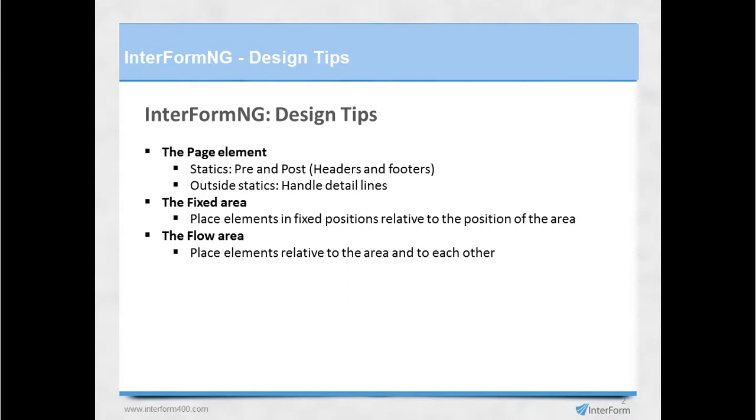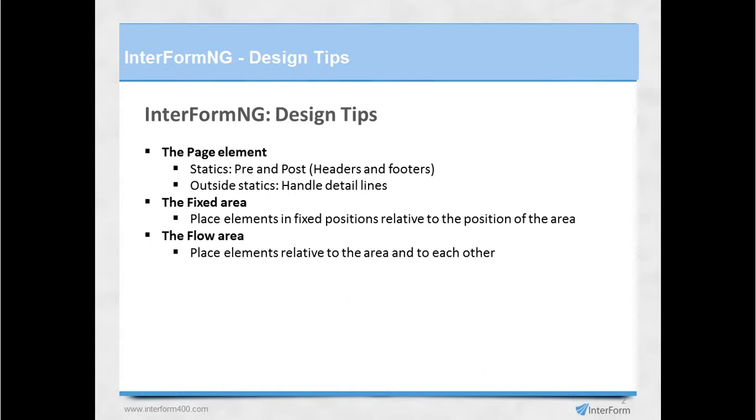If you place your elements inside a fixed area, then all the elements are placed relative to this area, and you can move all of these elements as a group by simply moving the fixed area. The flow area is a way to group the elements together, but still placing these elements relative to each other, so that is what we would normally use for creating detail lines.